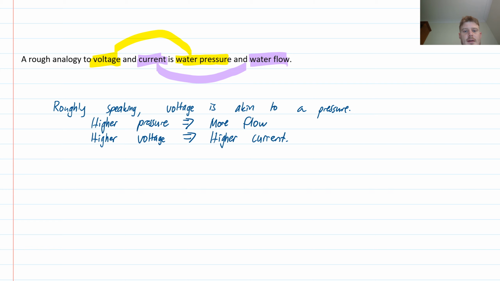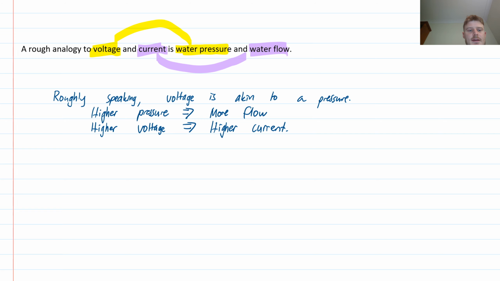And of course, the other part of this analogy is to do with current and water flow. So again, roughly speaking, current is akin to flow rate. Liters per second. You've got so many liters per second of water flowing through the pipe. It's a little bit like current. You have so many coulombs of charge per second flowing through that wire. And so you can perhaps find that a little bit helpful as a rough visualization.